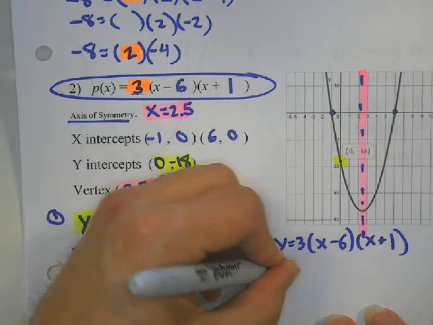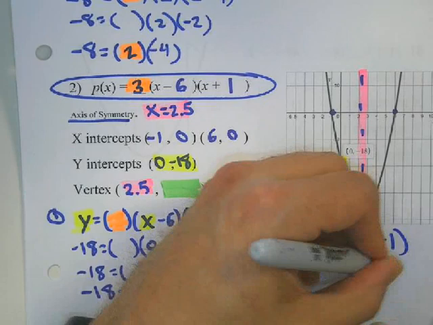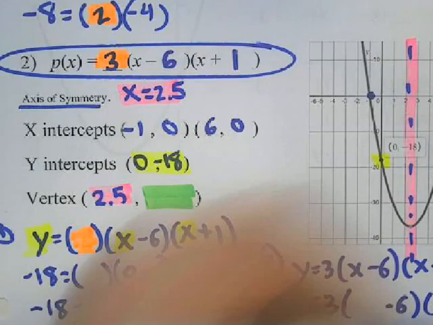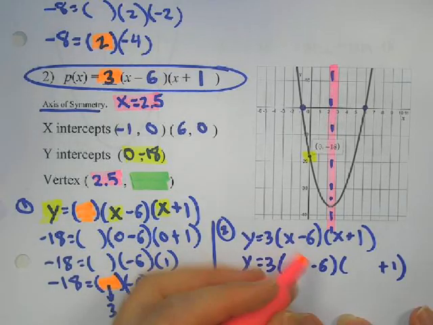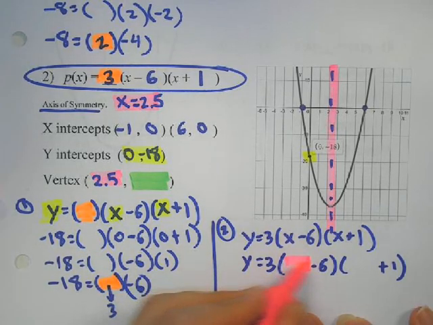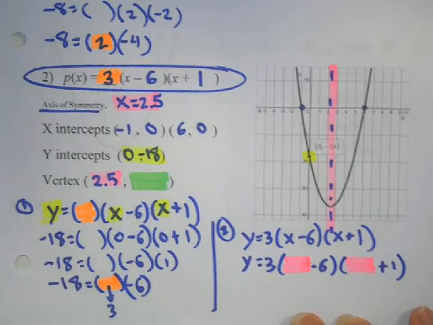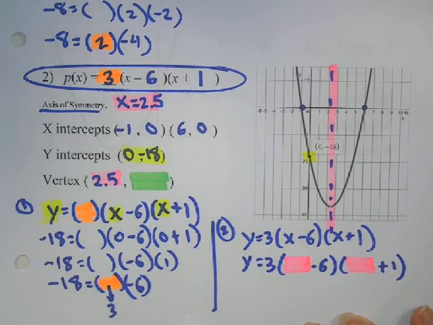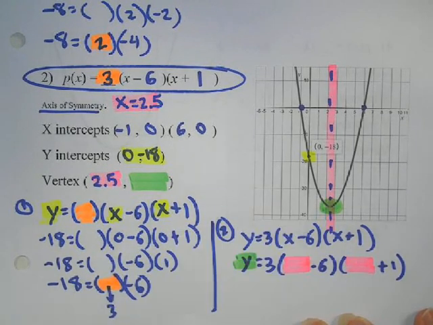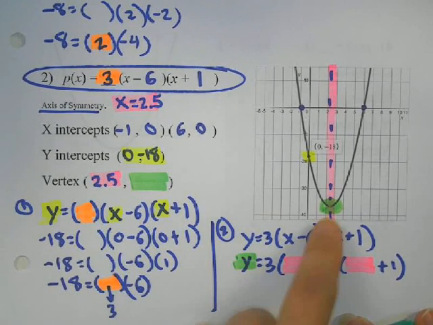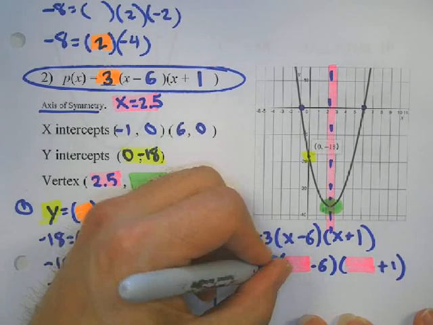So we have 3 times, and so I'm going to be replacing x with 2.5, because the y value of the vertex, this green value, we can get that when x is 2.5. Okay, so I'm going to make x 2.5.